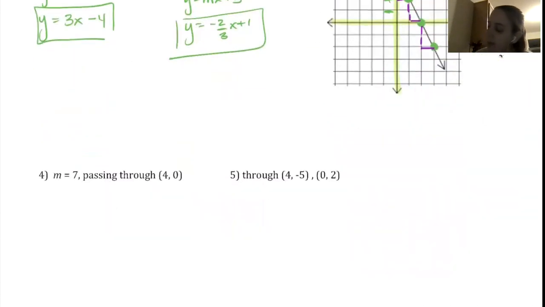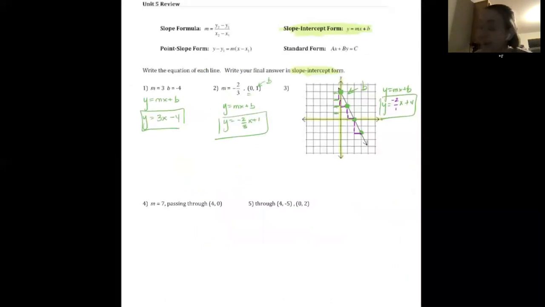All right, the slope m equals 7, passing through the point (4, 0). Now, they did not give us everything we need. In this case, we're going to flip over to point-slope form first. Try to color code this a little bit for you guys. So y minus y1 equals m times x minus x1. And then just put in the values that you have.